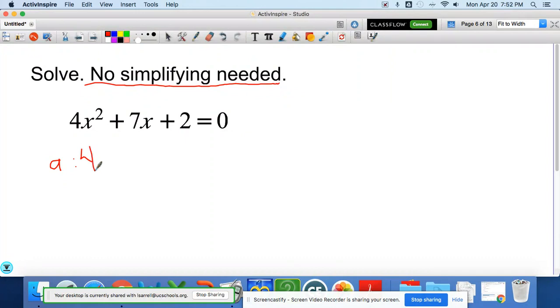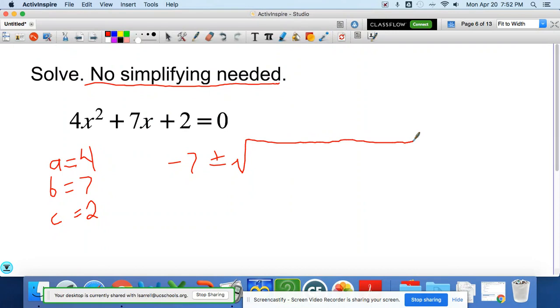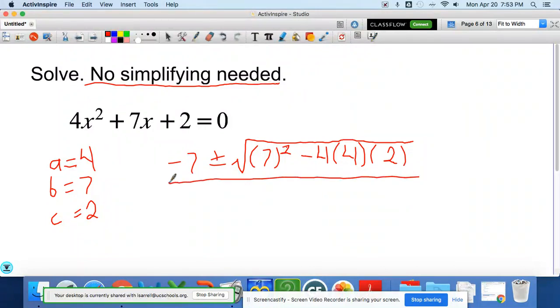A is going to be 4. B is going to be 7. C is going to be 2. And we're going to put this all into our quadratic formula. Quadratic formula is negative b, so negative 7 plus or minus. Opposite b is probably a better way to say it. B squared, which is 7 squared. I'm always going to write it inside some parentheses when I plug stuff in. Okay, 7 squared minus 4 times a, which is 4, times c, which is 2. All of that divided by 2 times a.